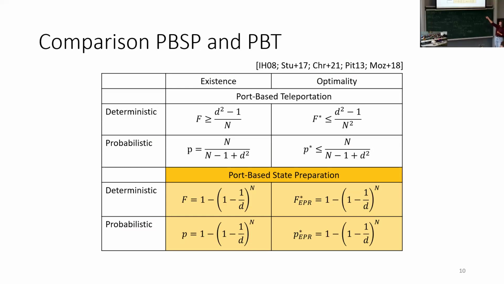You can compare it with known protocols for port-based teleportation. Maybe they are not all the best ones. This is what I found in the literature. But what you see is that the optimal fidelity scales inverse quadratically in the number of ports. And in our case, there is this number of ports in the exponent. So that's a very different behavior. But this is what I told you, that you are able to do coin tossing here, but not here.